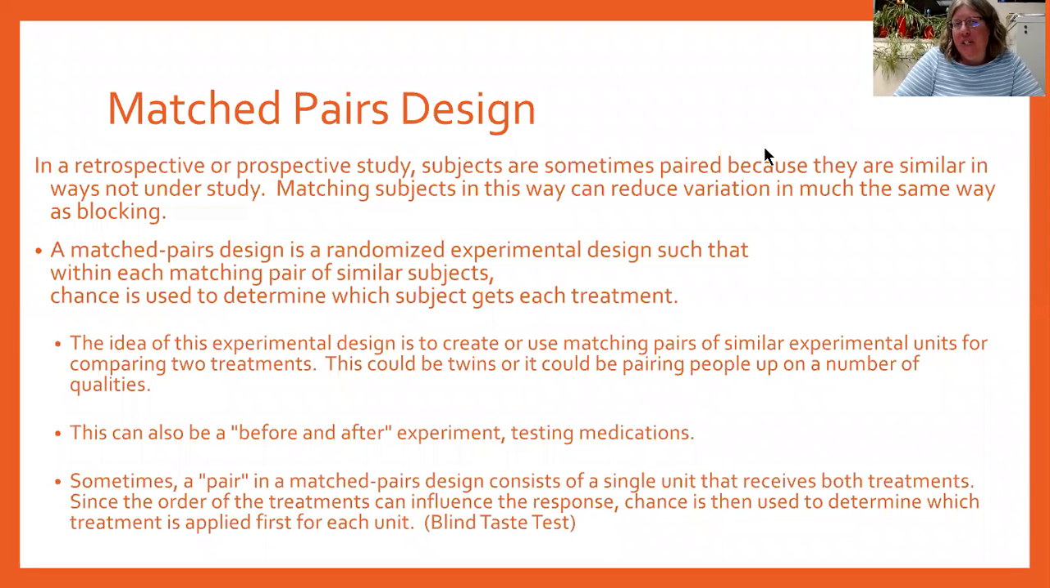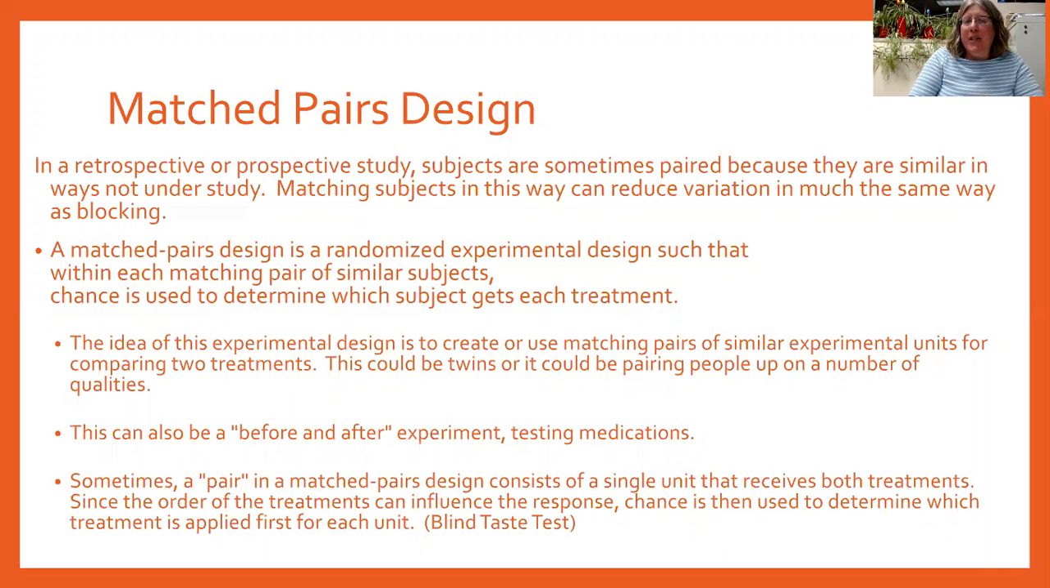Our last type of experimental design is a matched pairs design. Now, this idea of matched pairs is really interesting in that it can be used both with observational studies and with experiments. Classically, people think of a matched pairs design as having a set of twins, and we assign one twin to a certain treatment and the other twin gets a different treatment.